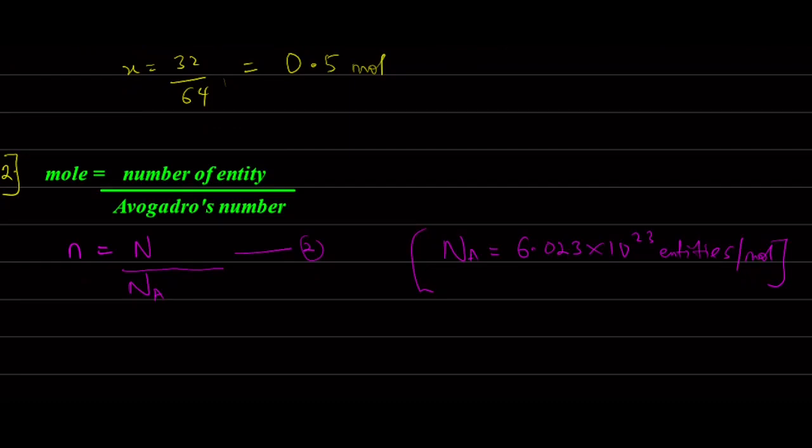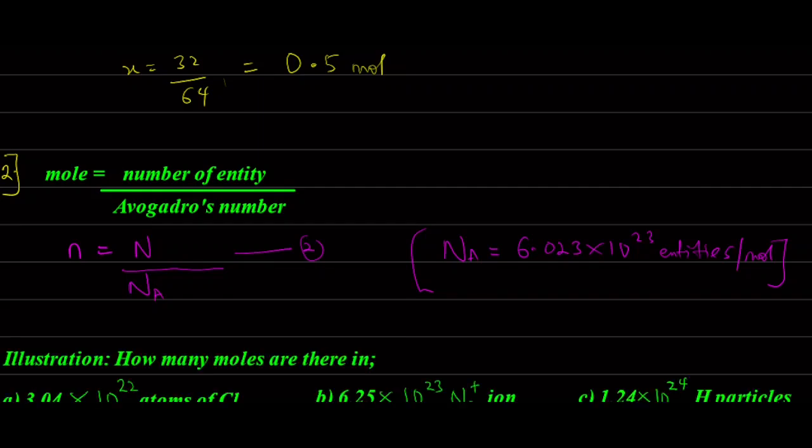We use this equation whenever we want to solve for mole and we are given the number of entities, either atoms, molecules, particles, ions, or radicals. In this case, we are not given the mass, we are given the number of entities. Then we are going to make use of this equation, or we use stoichiometry as well to solve it. So let's look at examples to help us understand how this second equation works as well.